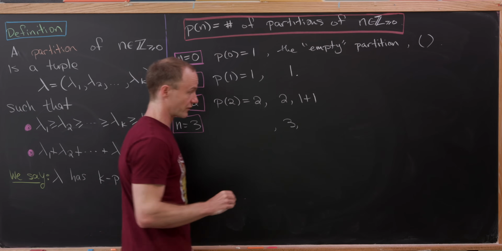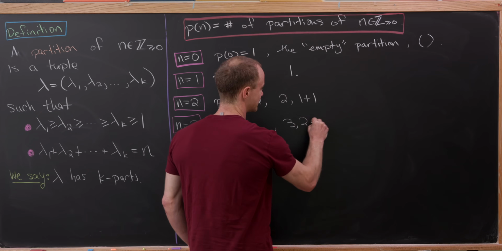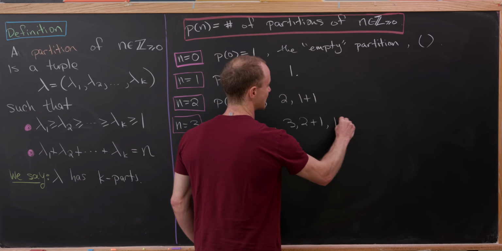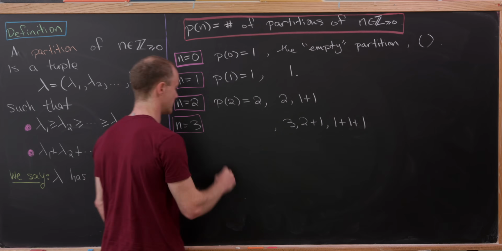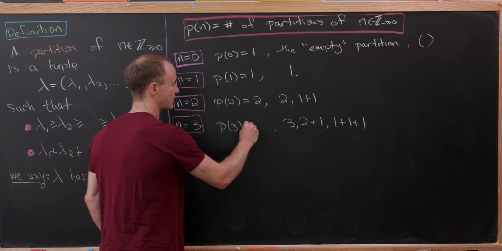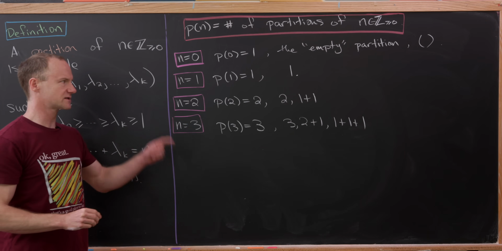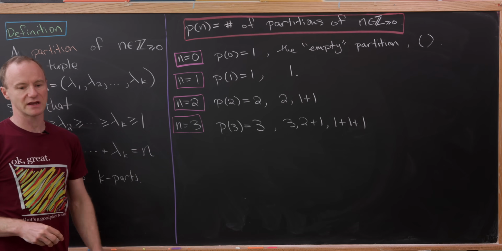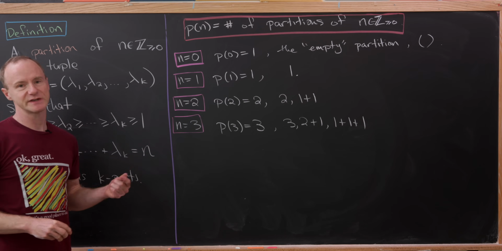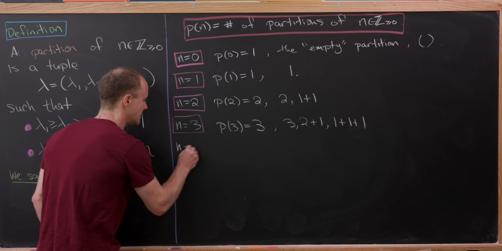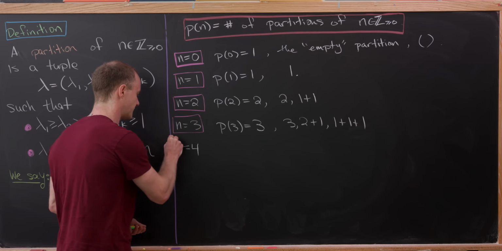So we'll have 3. And then next up, we'll have 2 plus 1. And then next up, we'll have 1 plus 1 plus 1. So that means that P of 3 is equal to 3. So immediately it looks like P of n might be equal to n, but as we see, that's going to stop working immediately at n equals 4.